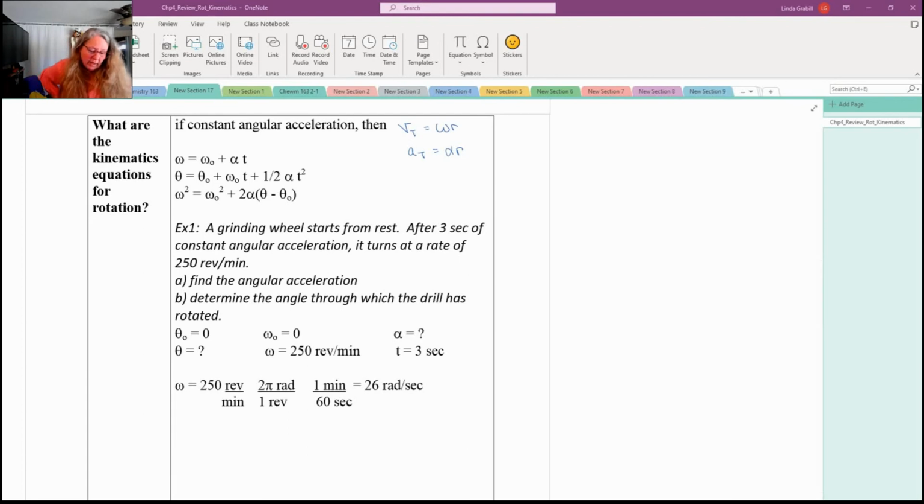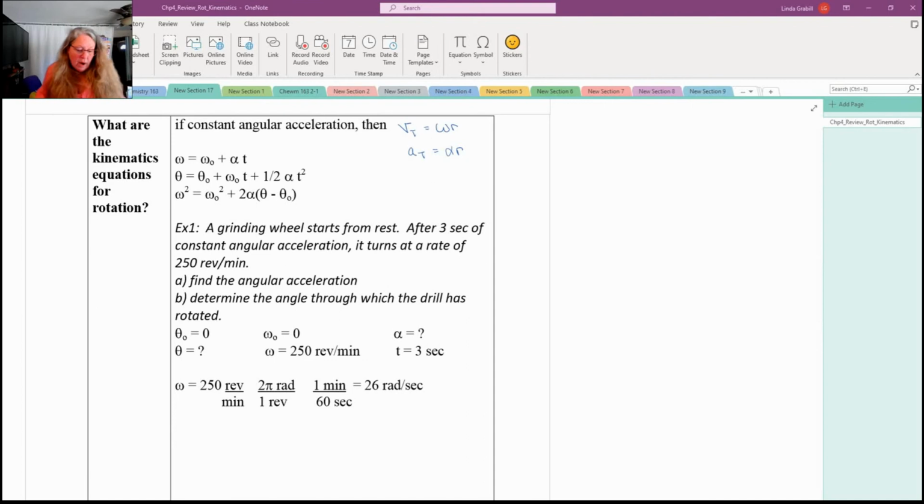In this one, I have a grinding wheel, and it's starting from rest. It has constant acceleration, and it ends up turning at a rate of 250 revolutions per minute. So we want the angular acceleration, and we want theta, the angle through which the drill has rotated. Theta. It's a lot of words for one simple little symbol.